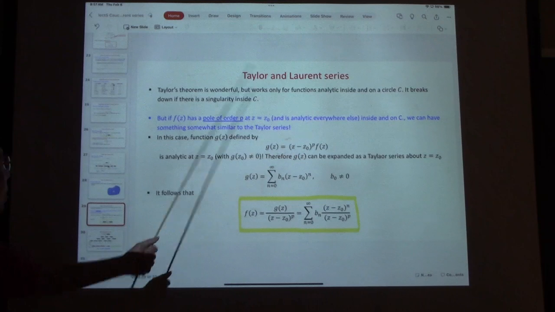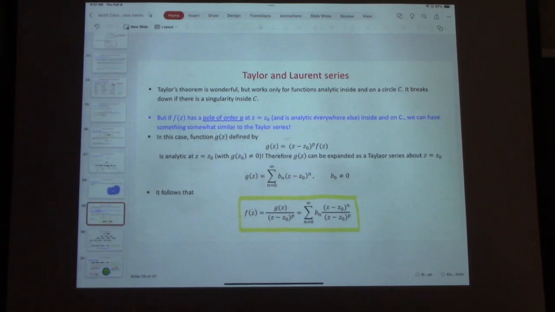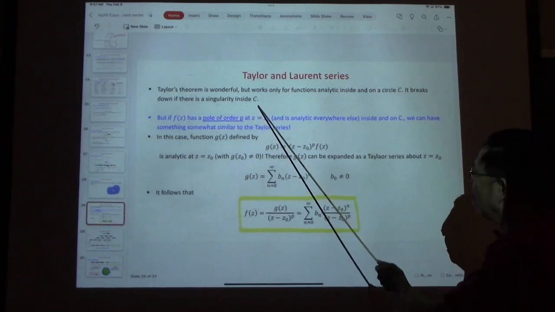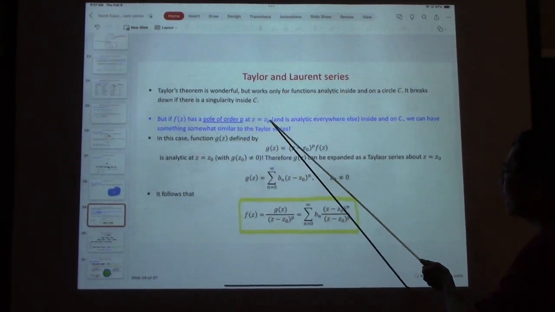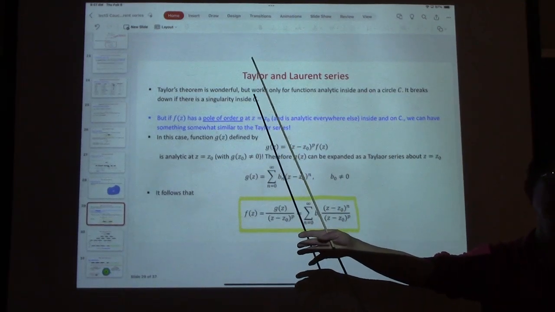Now, we want to also ask, what if inside C there is a single point of singularity? Will the Taylor series still hold? It will not hold. It will break down, because remember the Cauchy formula we used to derive this requires f to be analytic at every single point inside C. Okay, so if there is a pole of order p at a certain point inside C, the Taylor series will not work. It will break down.